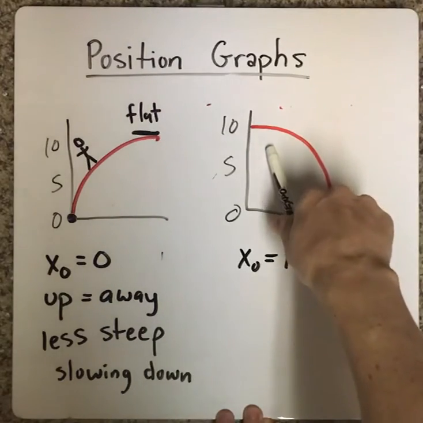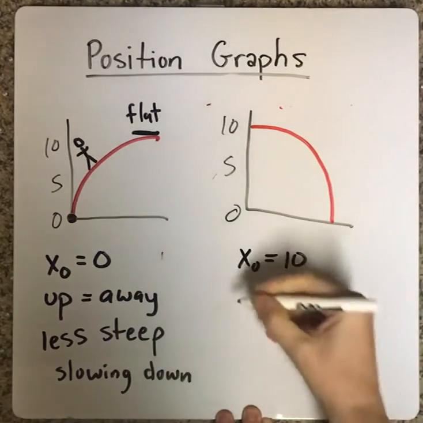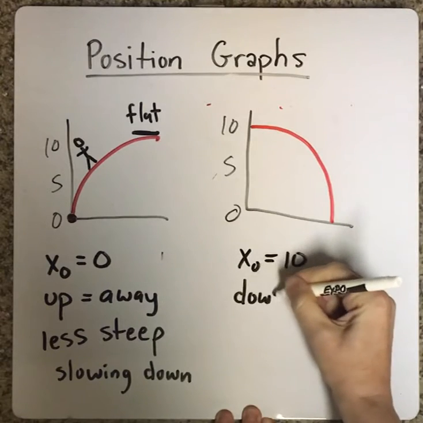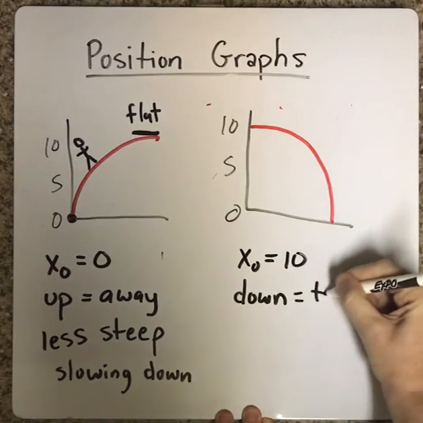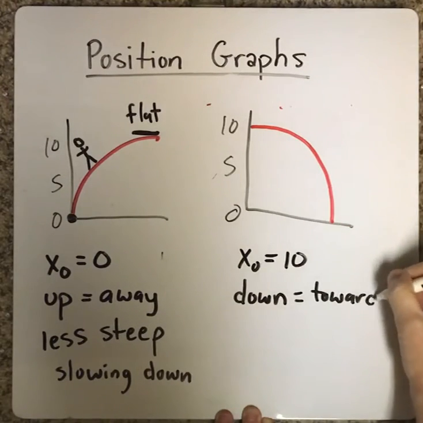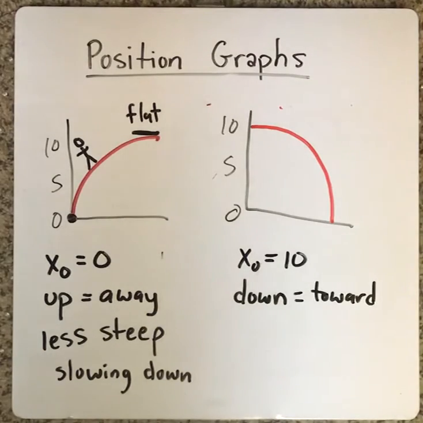It started up very high on the axis. And this graph is going downhill. Downhill means that it's coming toward the reference, or you might think of this as being backwards. It's going the wrong way.